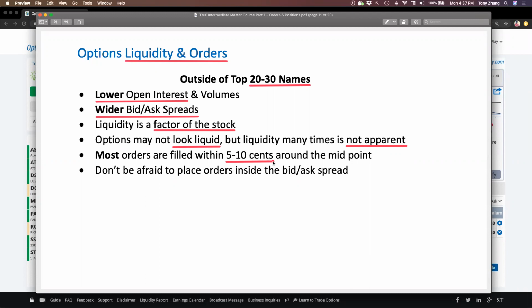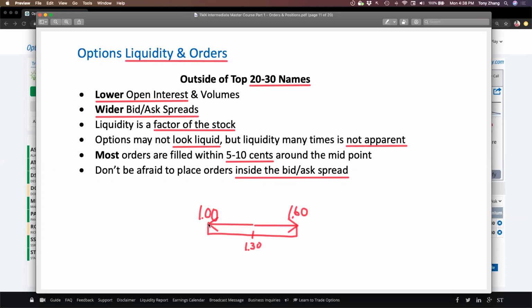And for those of you that are brand new and are saying, what's a midpoint? Don't worry, we're going to go through that in a second. But what I'm trying to say here is don't be afraid to place orders inside the bid and ask spread. We're going to go over what that actually means again in a minute. But for those of you that are experienced, many times you might see something trading, let's say $1 by $1.60, and you're saying to yourself, wow, that's a really wide spread, that's 60 cents wide. Here, let's say the midpoint is $1.30. So you've got 30 cents to go on either side of this particular trade.